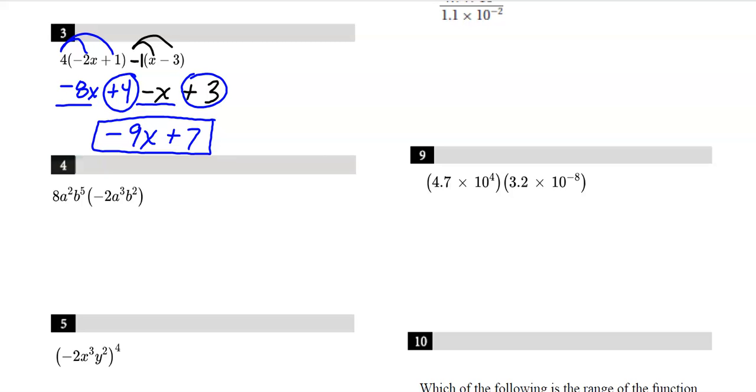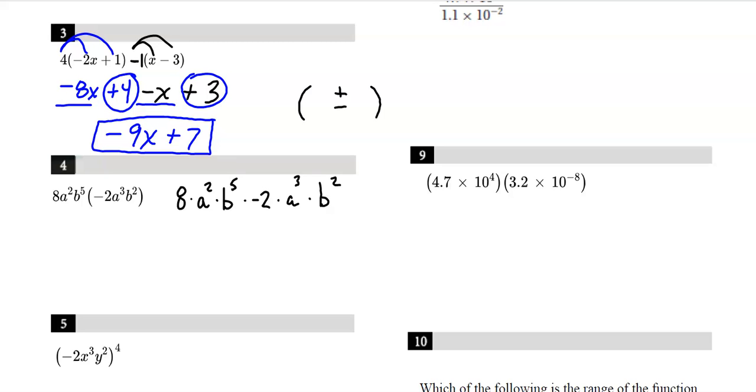And there is no distributive property. I know some of you guys right here are thinking, well, maybe I got to start distributing all of these a's and b's. The distributive property is for when you have something either plus or minus inside parentheses with a term on the outside. Everything inside there is multiplication. So this can just be multiplied out. You could almost think of it as 8 times a squared times b to the 5th times a negative 2 times a to the 3rd times b squared. It's all multiplication. There is no subtraction or addition.